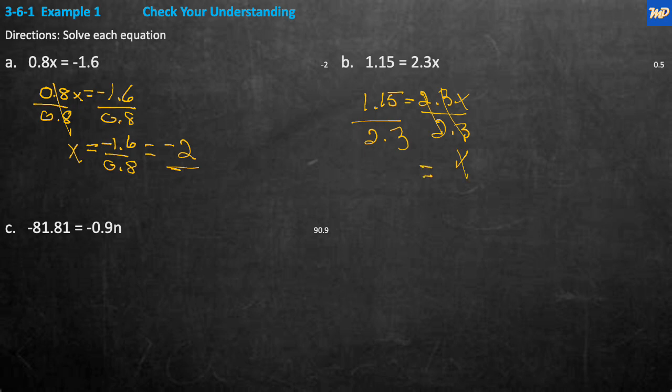And x equals what? 1.15 divided by 2.3. If you look at it, 1.15 goes into 2.3 two times. But it's going to be an inverse, right? The larger number is on the bottom, so it's going to be 1 over 2, or 0.5. So in our case, x is equal to 0.5.